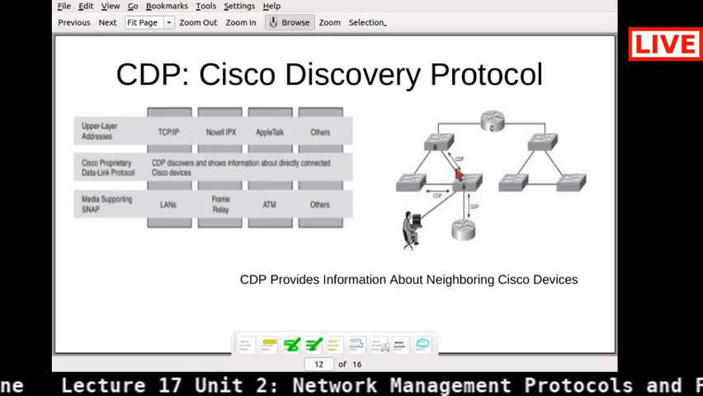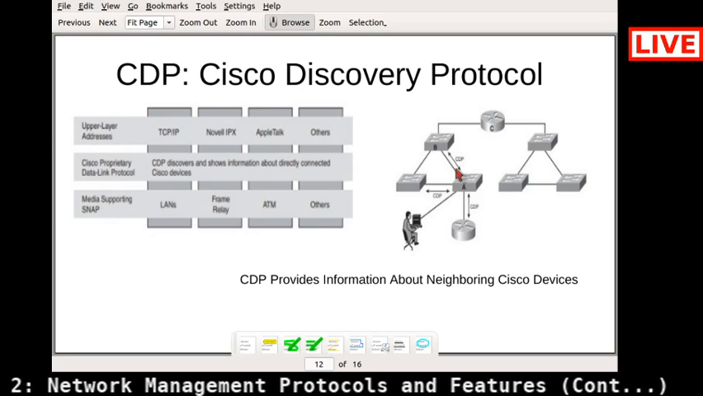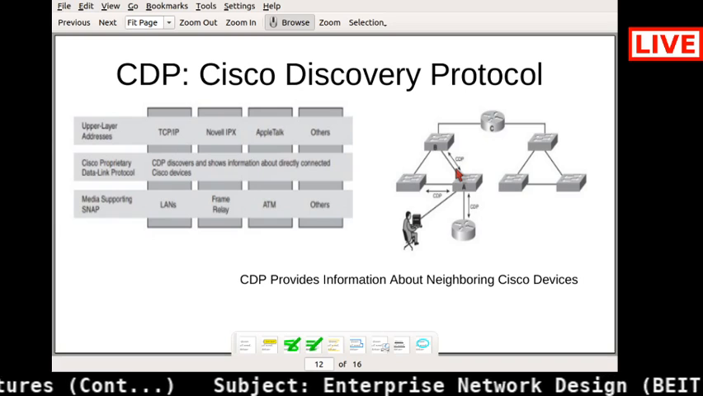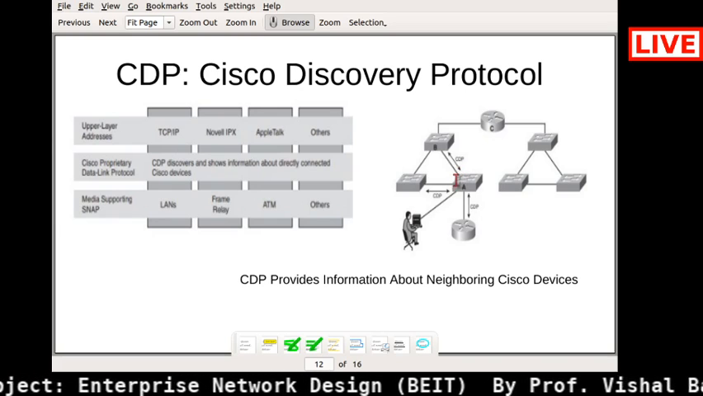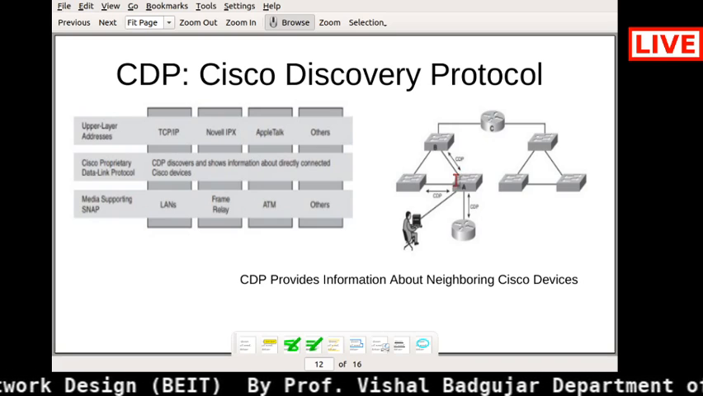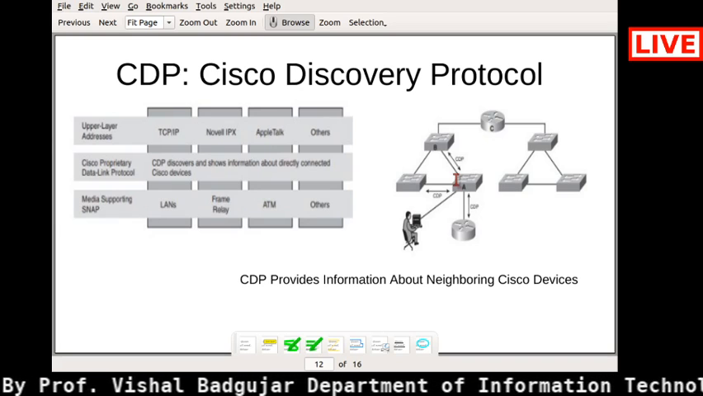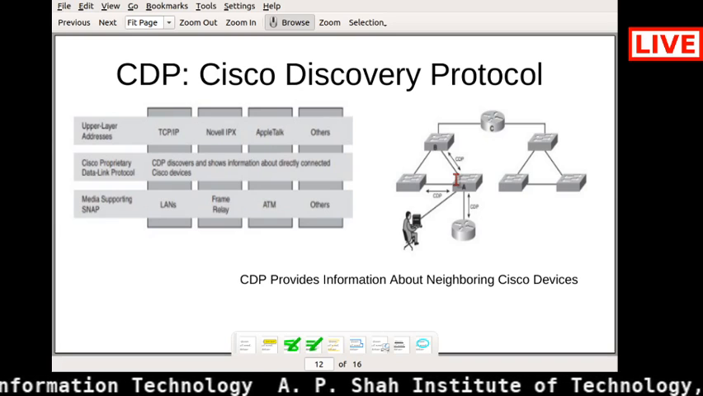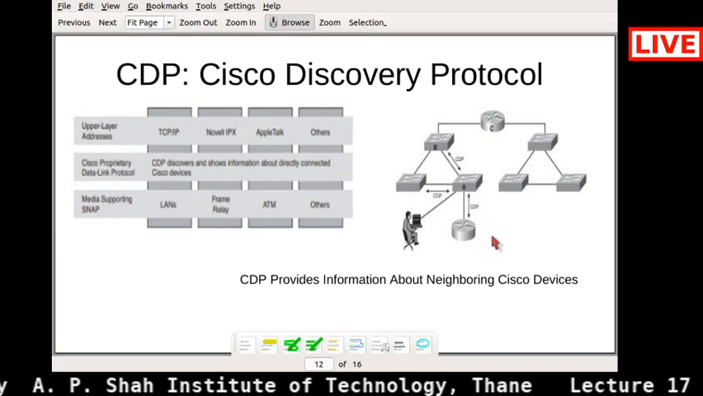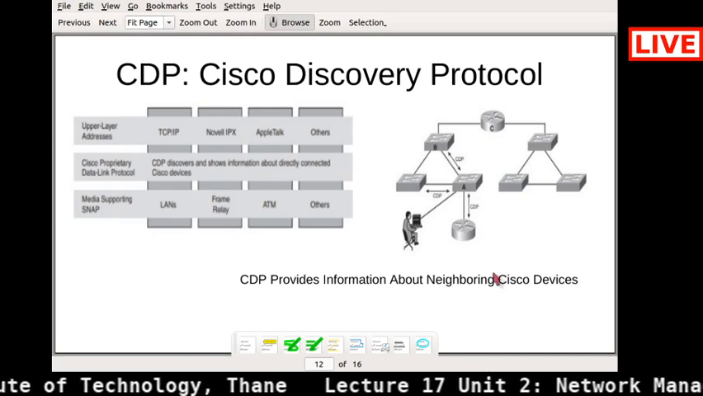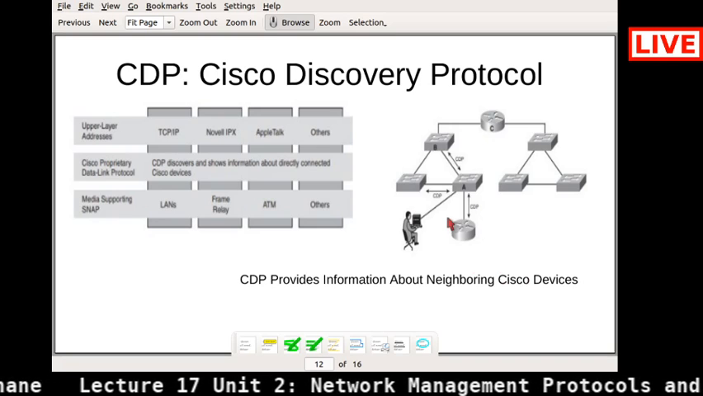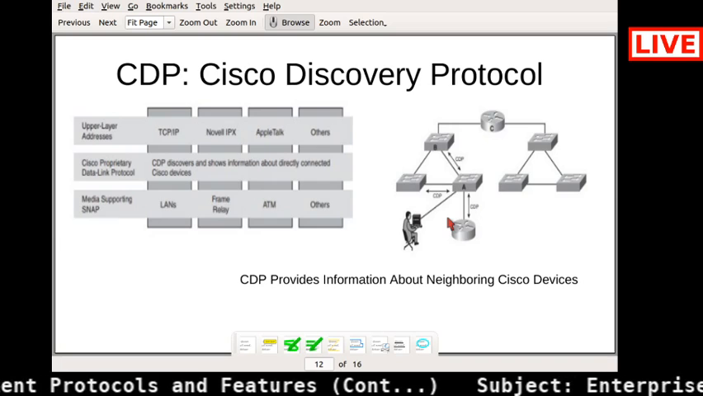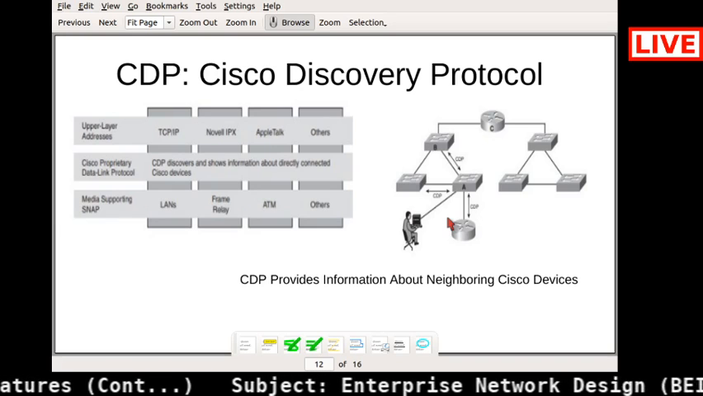This particular CDP can discover only Cisco related devices. For example, this router is also a Cisco router, this switch B and this next switch are also Cisco devices, and the information from all these Cisco devices can be collected on switch A. That means only the neighboring Cisco devices can be found. For example, if you want to find out this particular router C's information, it is not possible from switch A, because it is not its neighbor.